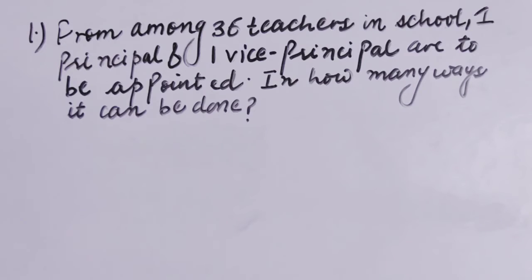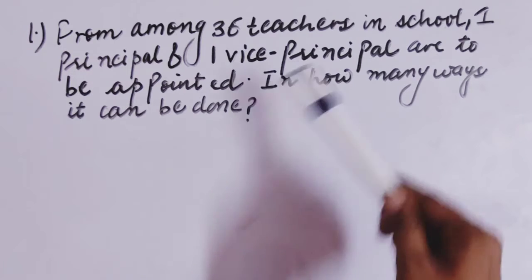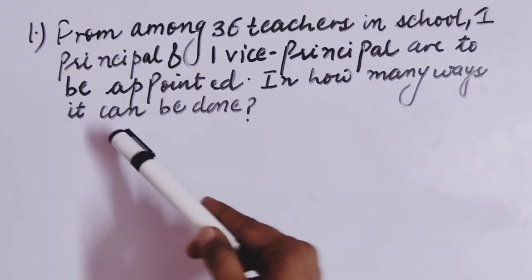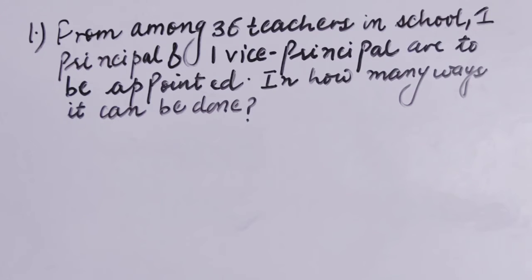Fine. See students, what is question number 1? From among 36 teachers in the school, one principal and one vice principal are to be appointed. There are a total of 36 teachers in our school, and from those 36 teachers we have to appoint one principal and one vice principal. In how many ways can it be done? Now see students, there are 36 teachers in the school and everyone has an equal chance of being selected as principal. Any of those 36 teachers can be selected as principal. So everyone has an equal chance of being selected.